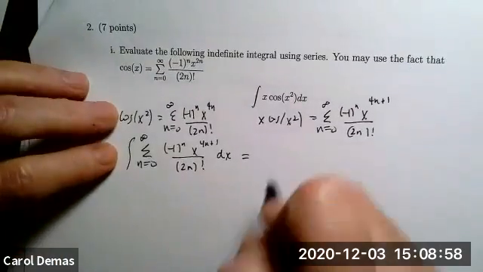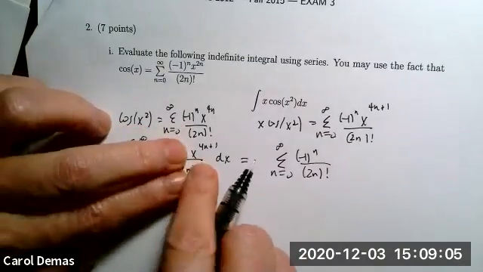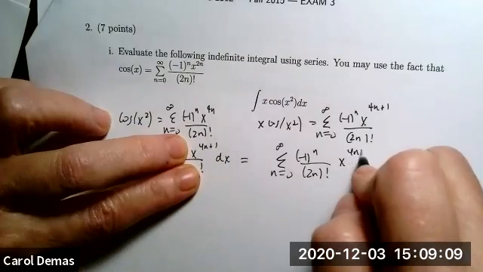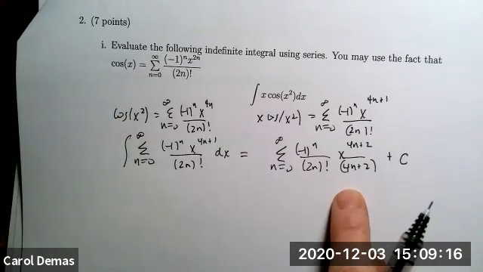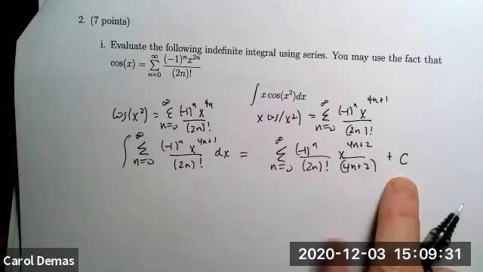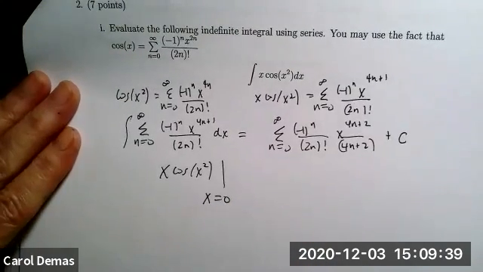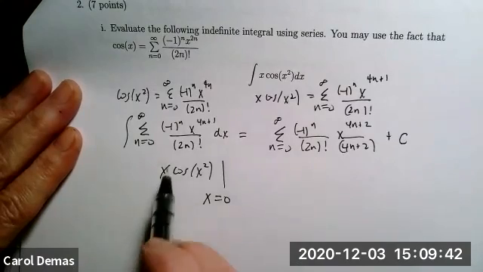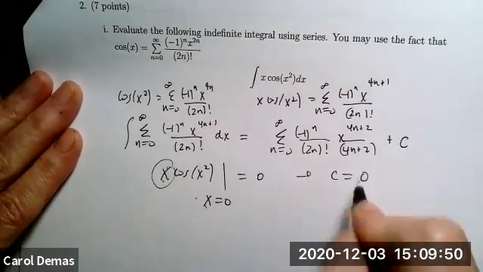And when we integrate, the sum doesn't change. The alternator doesn't change. The 2n factorial on the bottom doesn't change. The only thing that changes is that we use the power rule on x, and we'll have x to the 4n plus 2 over 4n plus 2, and we pick up a constant of integration. Now, what's the constant? What is x cosine x squared when x is equal to 0? Now there's an x in front and x is 0, so that's going to be 0, right? And that tells us that the constant is equal to 0.